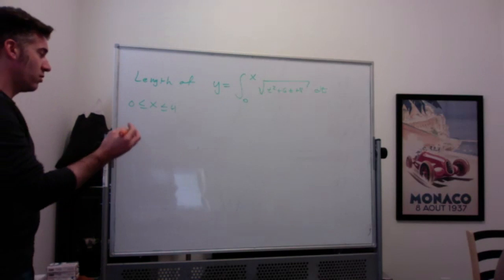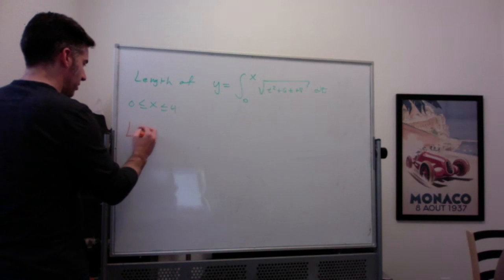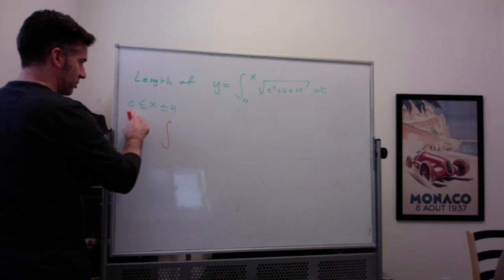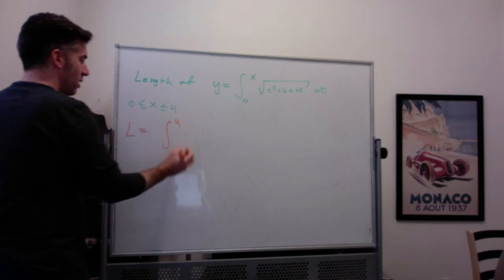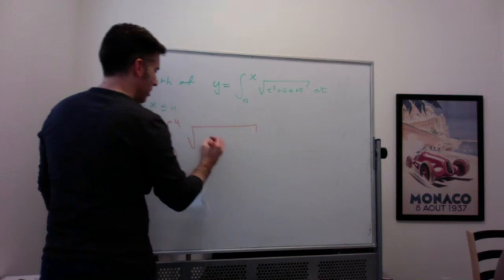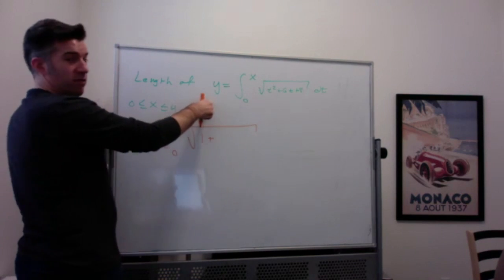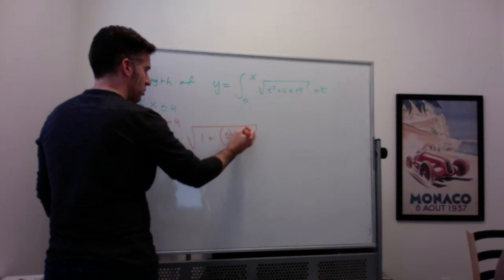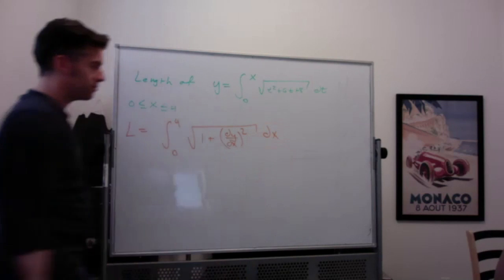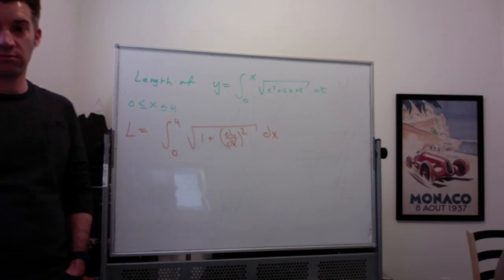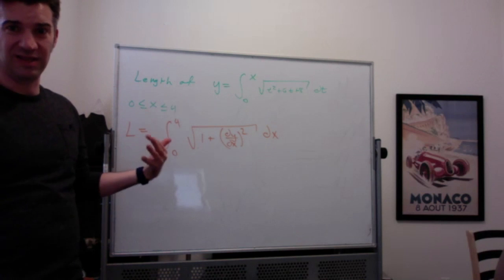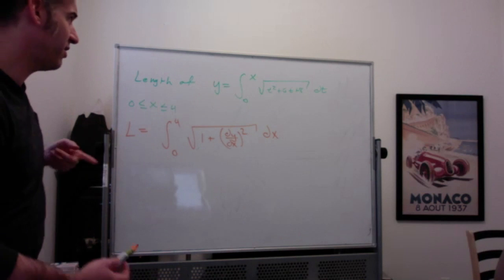So remember, if we're trying to find the arc length, we're finding the integral from x equals 0 to x equals 4 of the square root of 1 plus the derivative of the function squared. That's what our job is to find. Before we get too deep into this, we have to actually find that derivative.